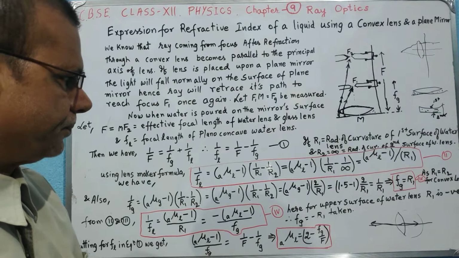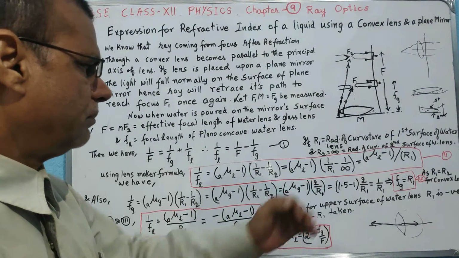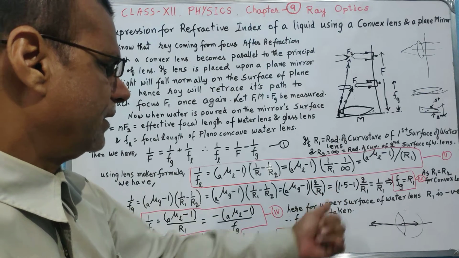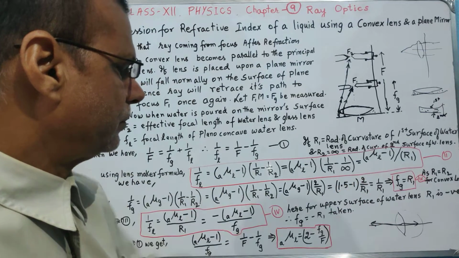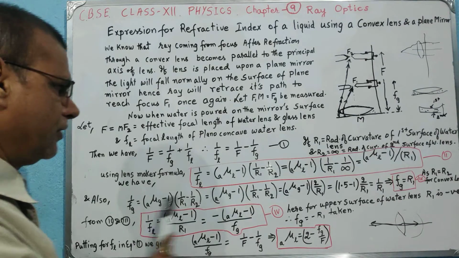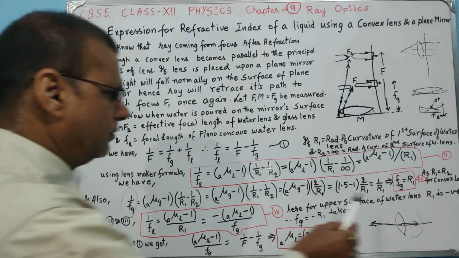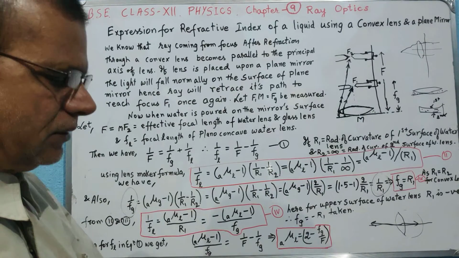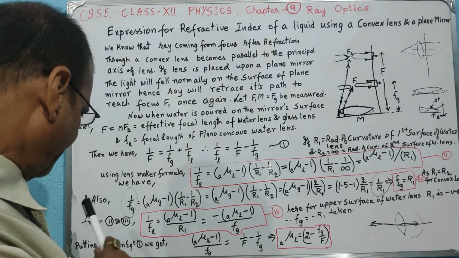And we also take the refractive index of glass as 1.5, so 1.5 minus 1 becomes 0.5. So it becomes 0.5 into 2 by R1, that is 1 by R1, and therefore we can write 1 by Fg is equal to 1 by R1, and therefore Fg is equal to R1. We call it equation number 3.